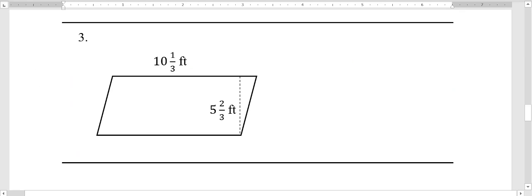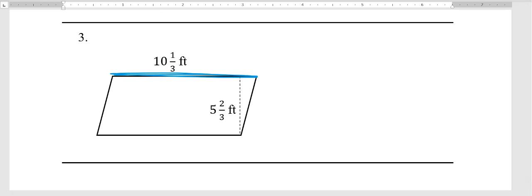Number 3, find the area of the parallelogram whose base is 10 1/3 feet and whose height is 5 2/3 feet. The area of a parallelogram is equal to base times height. I don't like mixed numbers. I have to change those to improper fractions.